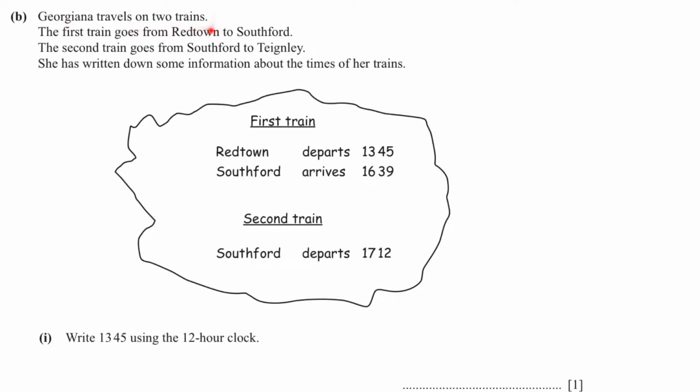Georgiana travels on 2 trains. The first train goes from Redtown to Southford, the second train from Southford to Tigney. She has written down some information about the times of her trains. So this is the first train, the second train. Write 13:45 using the 12-hour clock. Very easy question, so it's going to be 1:45. Whenever you're writing a 12-hour time, you must put AM or PM. Otherwise, even if the answer is right, you won't be marked for it.